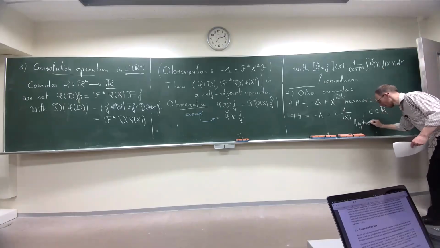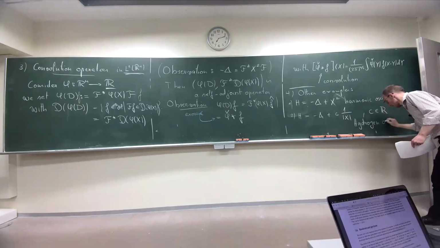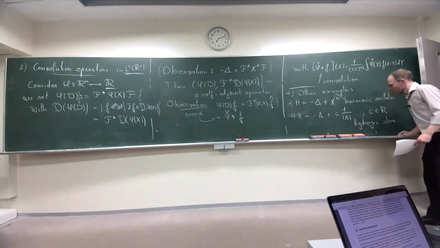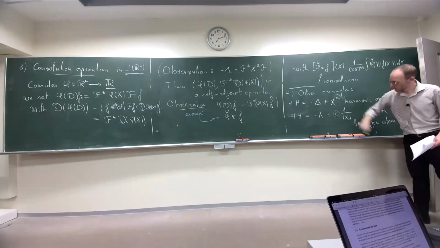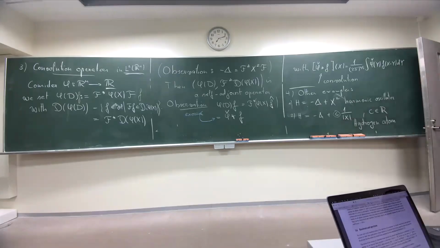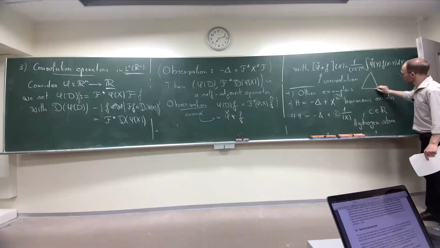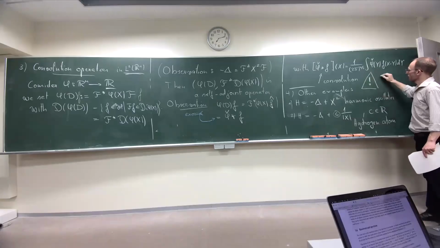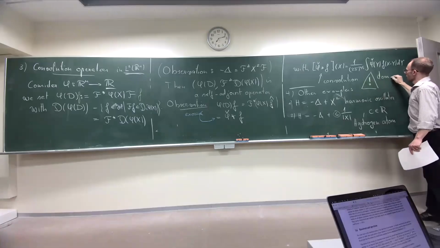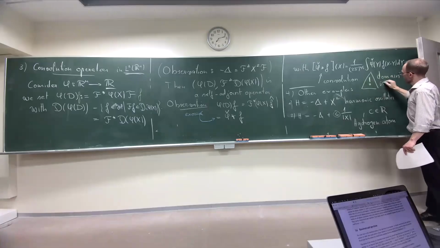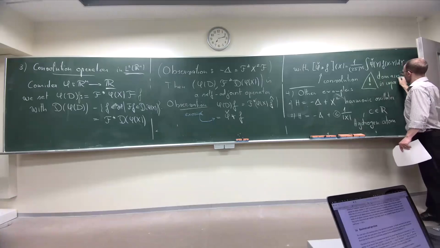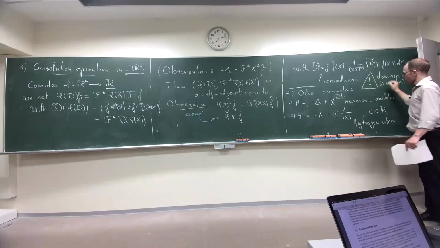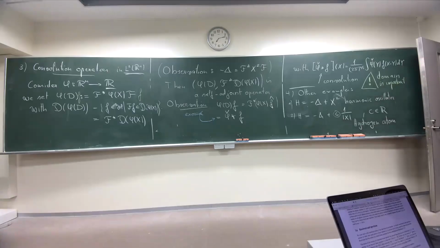Hydrogen atom. The constant C plays a role. You cannot take an arbitrary C. Let me just mention, but for these two examples, be careful, domain. Domain is important. So it means you need to give a suitable domain such that this operator is self-adjoint or has some good properties.